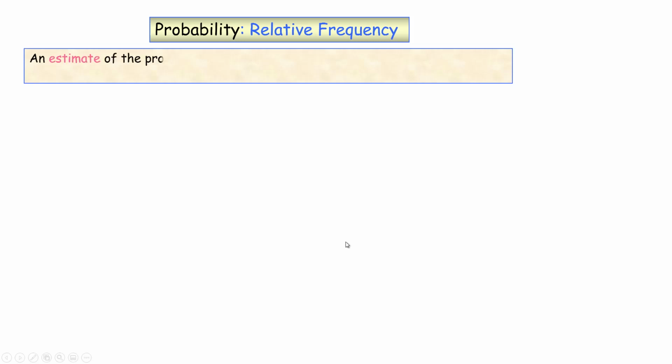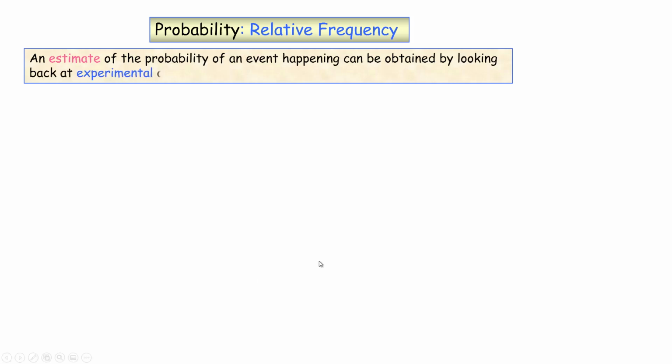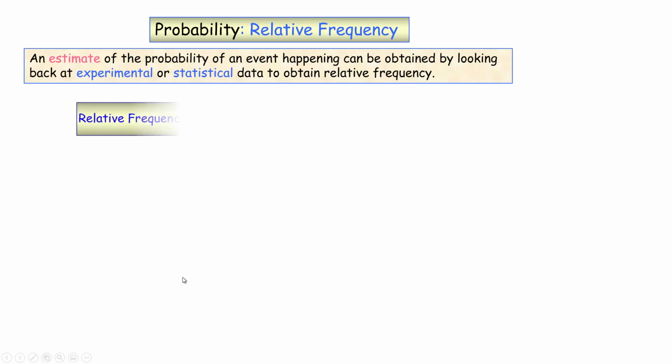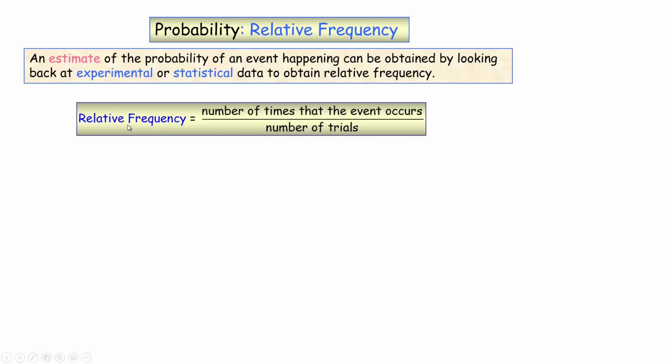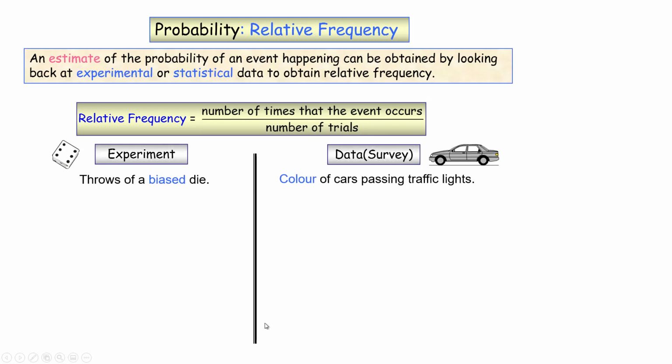So relative frequencies are where we use a sample of the population, and then we use that sample to estimate the probability of occurrences in the entire population. We often do this with an experiment. So we can obtain an estimate by using data, experimental or statistical. And this is our definition of relative frequency: the number of times that an event occurs divided by the number of trials.